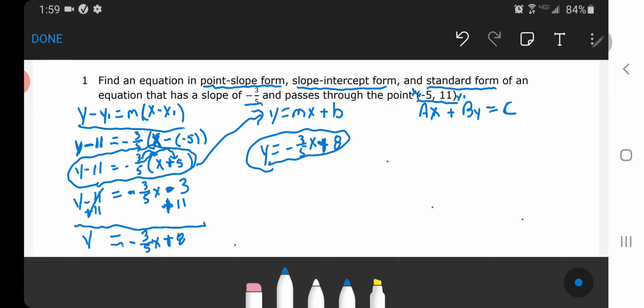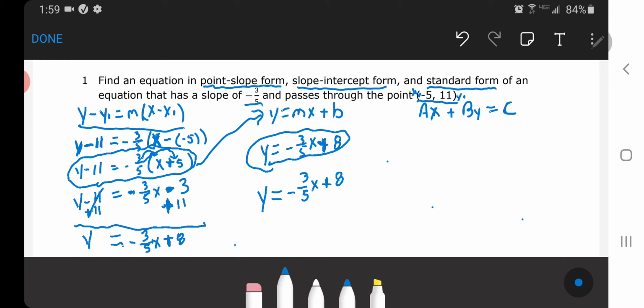Lastly, we want to do standard form. Okay, there's a couple of different paths. You can take a couple of different steps. My favorite one always is to go ahead and get rid of these fractions, because once again, the number in front of the x and the number in front of the y, and of course the c, all have to be integers, or they can't be fractions, they can't be decimals.